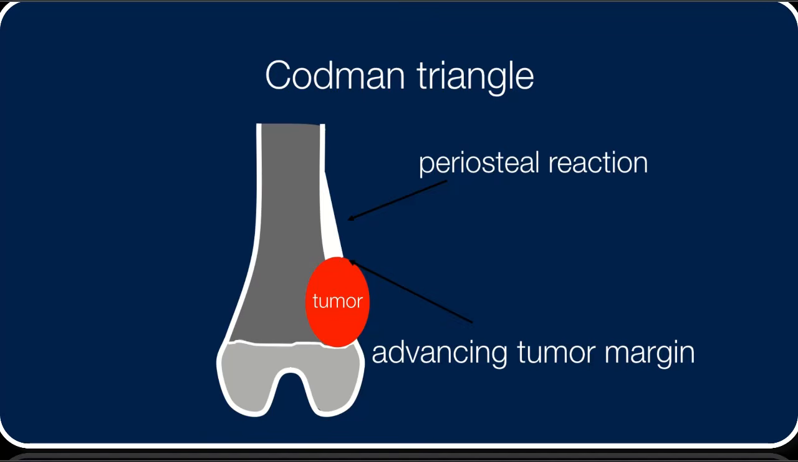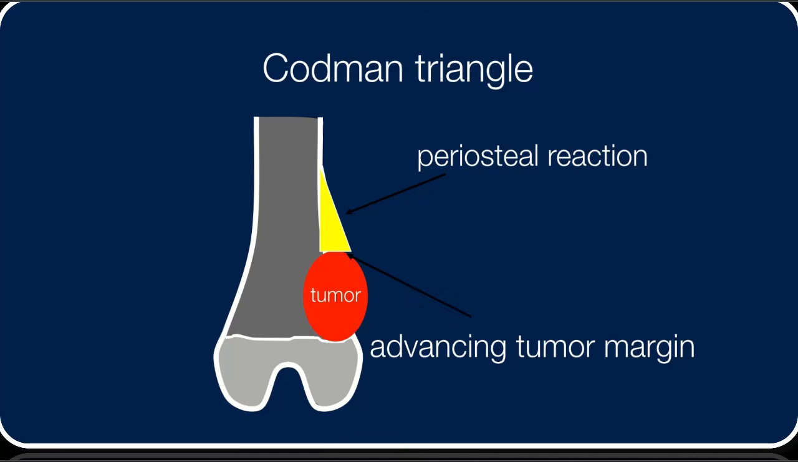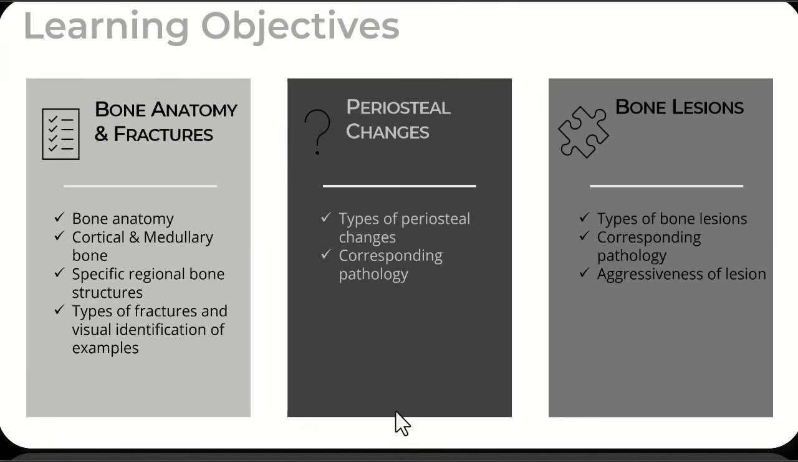In this schematic, the periosteum and the tumor are more clearly delineated, with the top protruding angle in yellow. And that's it for bone assessment.